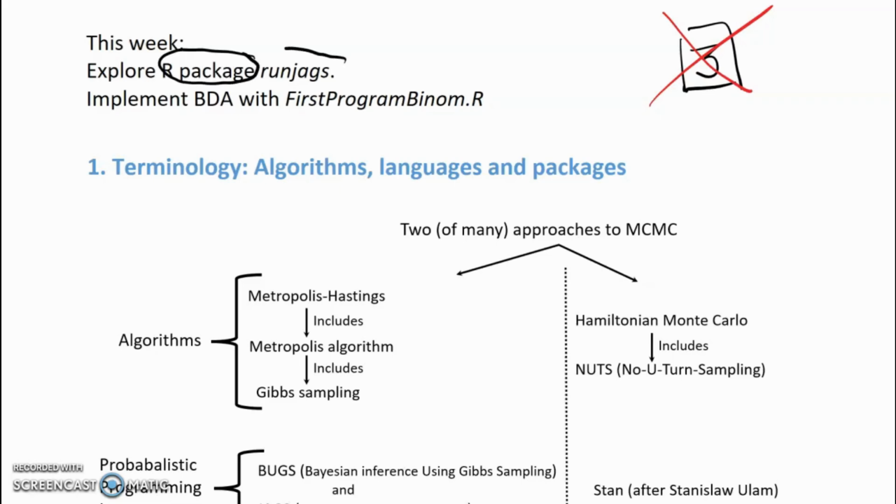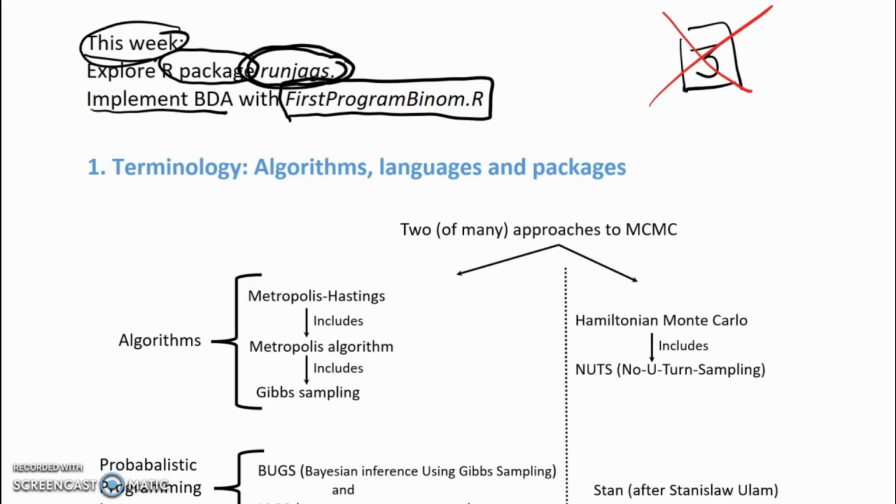And the particular R package that we're going to focus on is runjags. This week, we're going to implement Bayesian data analysis with runjags. And the program we're going to use is first program binom R. So this week really has a couple of goals. First is to give you this package that you can use as a starting point if you want to do Bayesian data analysis on your own data. The second and more important purpose is to go over some vocabulary that you're likely to encounter if you're reading papers that use Bayesian data analysis.